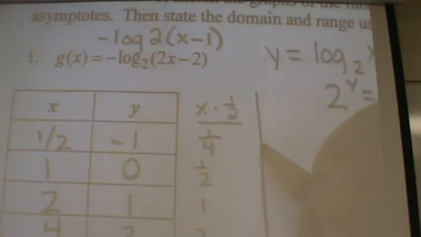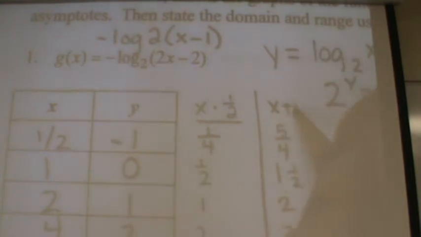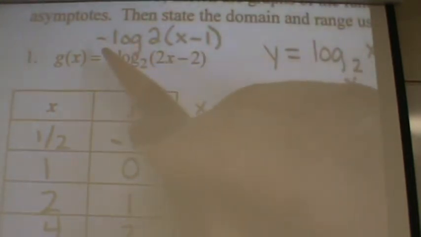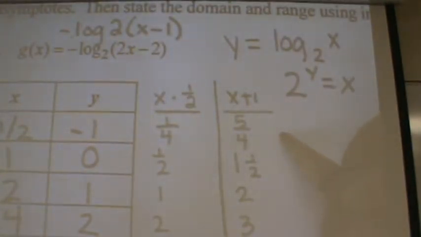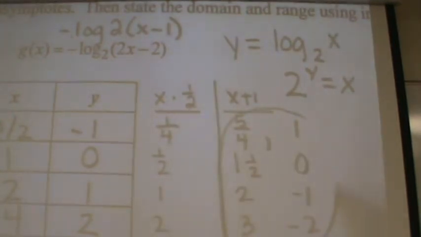Add 1 here, what do you get? You get 5/4. Add 1, you get 1 1/2. Add 1, you get 2. Add 1, you get 3. So it's the x plus 1. And the last thing you're going to do, you're going to take your y values and do what with them? Multiply them by -1. So if you multiply these by -1, you get 1, 0, -1, and -2. So these are the points you're going to plot right here. So over 5/4 up 1.